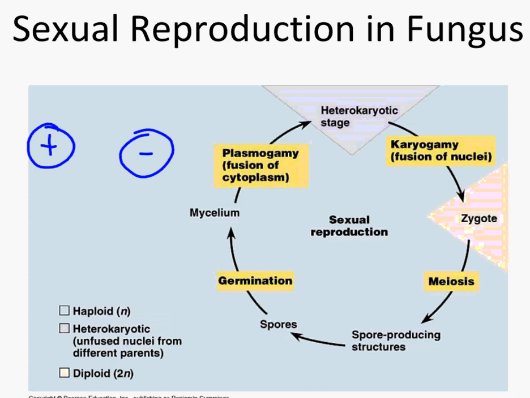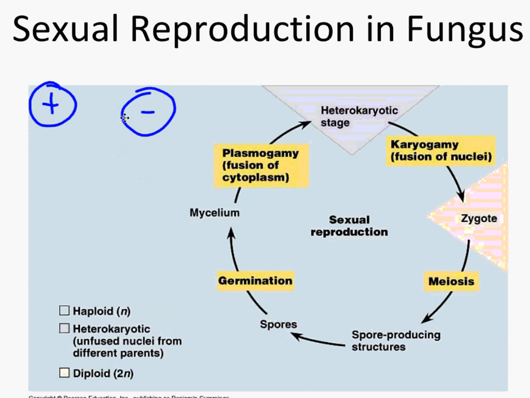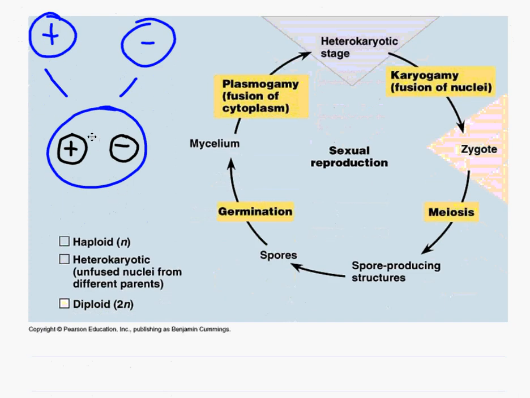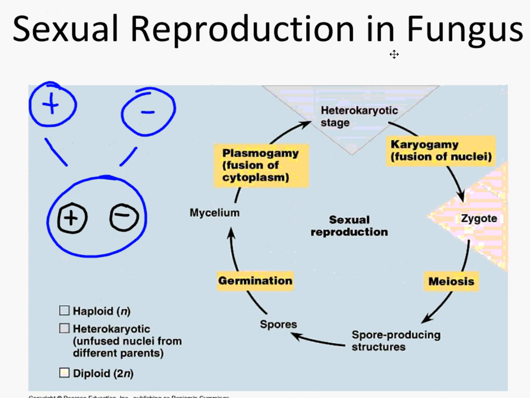Initially, you have, again, these two haploid cells. Well, they're going to combine, and they create a cell that's got two nuclei in it. This process of these two cells combining is called plasmogamy. It's the fusion of the cytoplasm, literally two cells coming together. And that one cell has two nuclei, as you can see, one positive, one negative, two haploid nuclei. This stage is called the heterokaryotic stage, different nuclei.